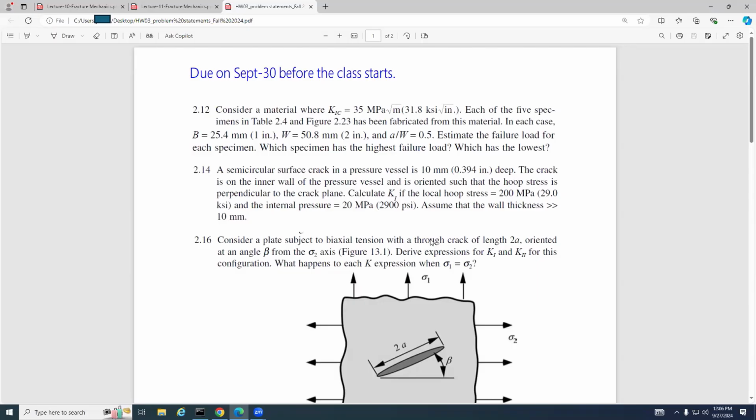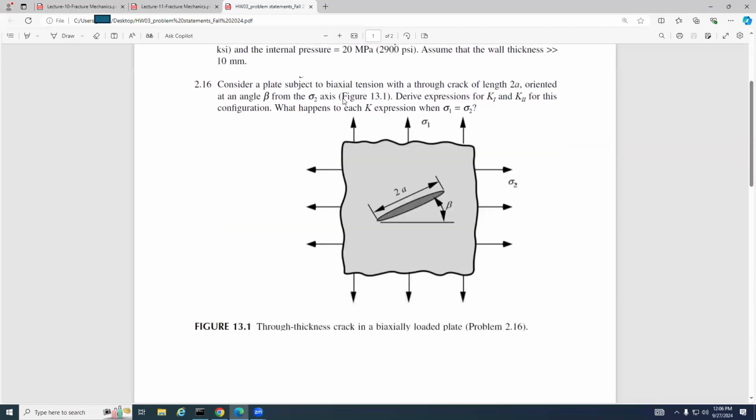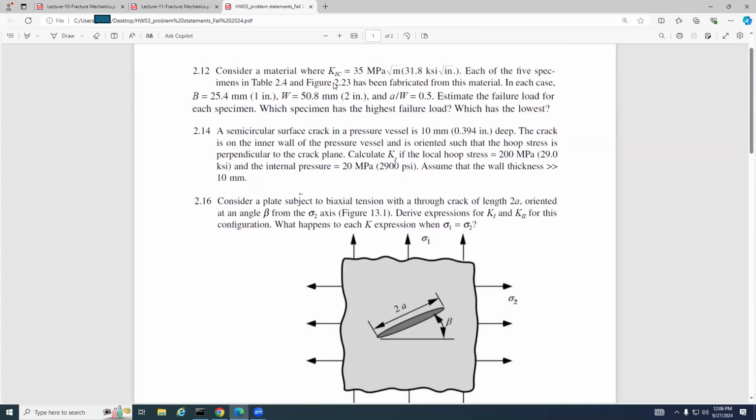But today, we are going to talk about homework first. Actually, you can look at this table, and also this figure. You have the B value, the W value, and the ratio between A and W. Estimate the failure load for each specimen. Which specimen has the highest failure load? Which has the lowest one?